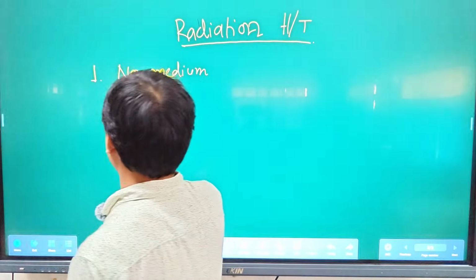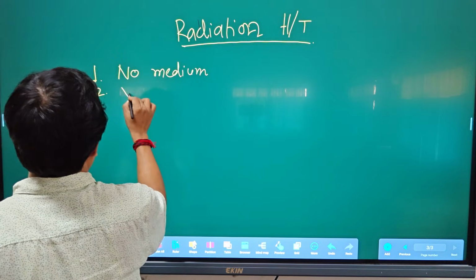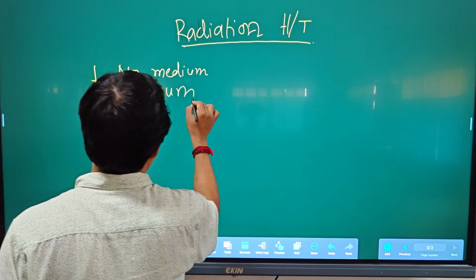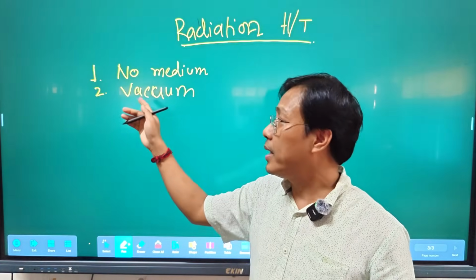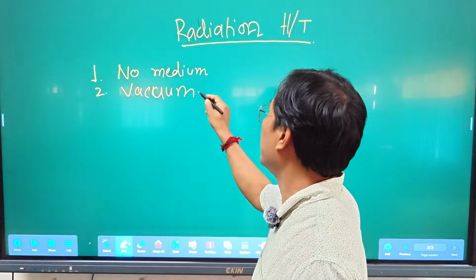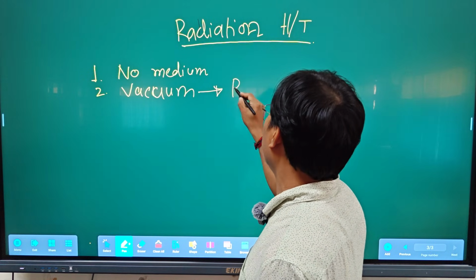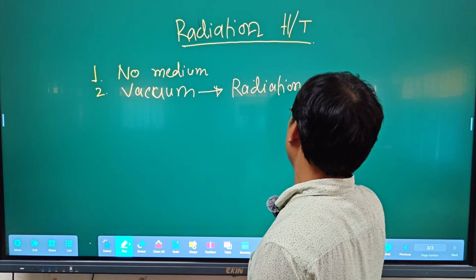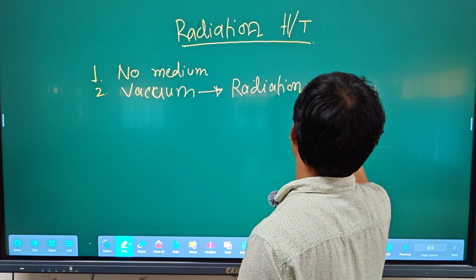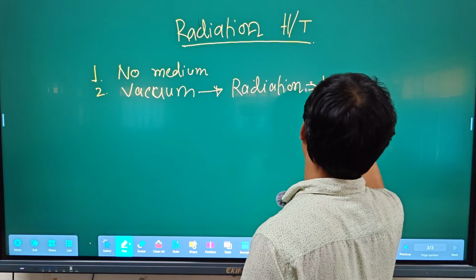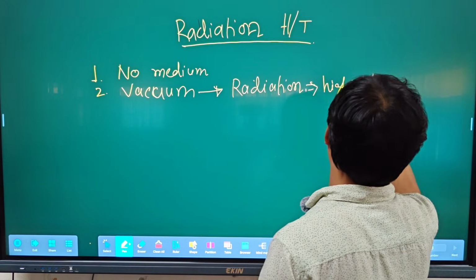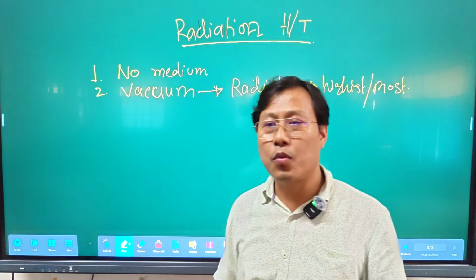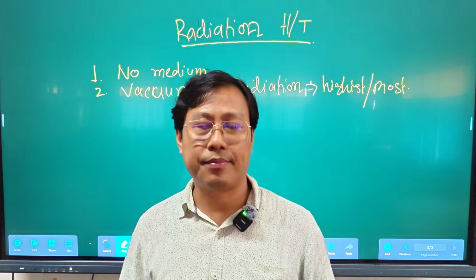And the second point is vacuum. In vacuum the radiation is highest, or most. In vacuum the radiation will most effectively occur.